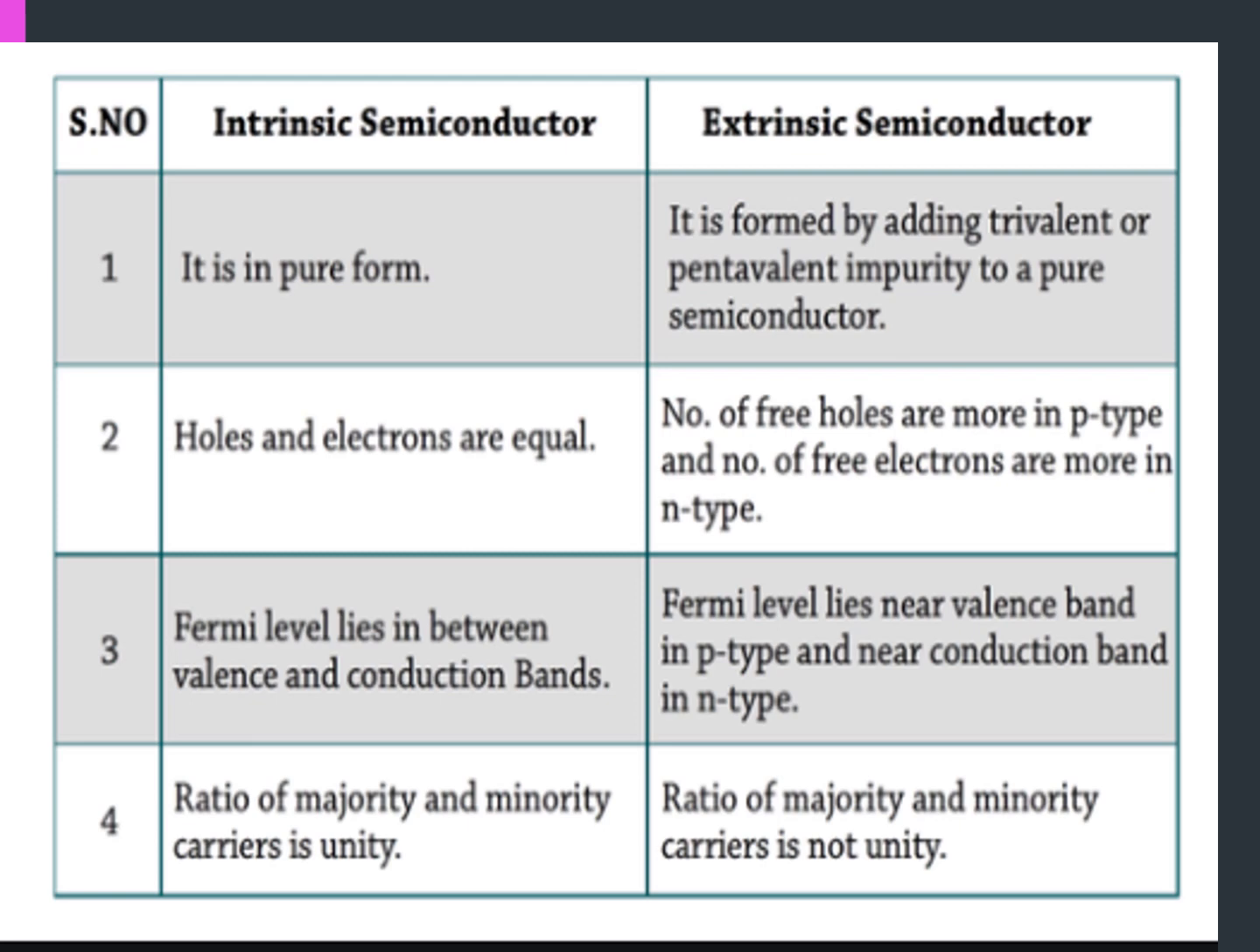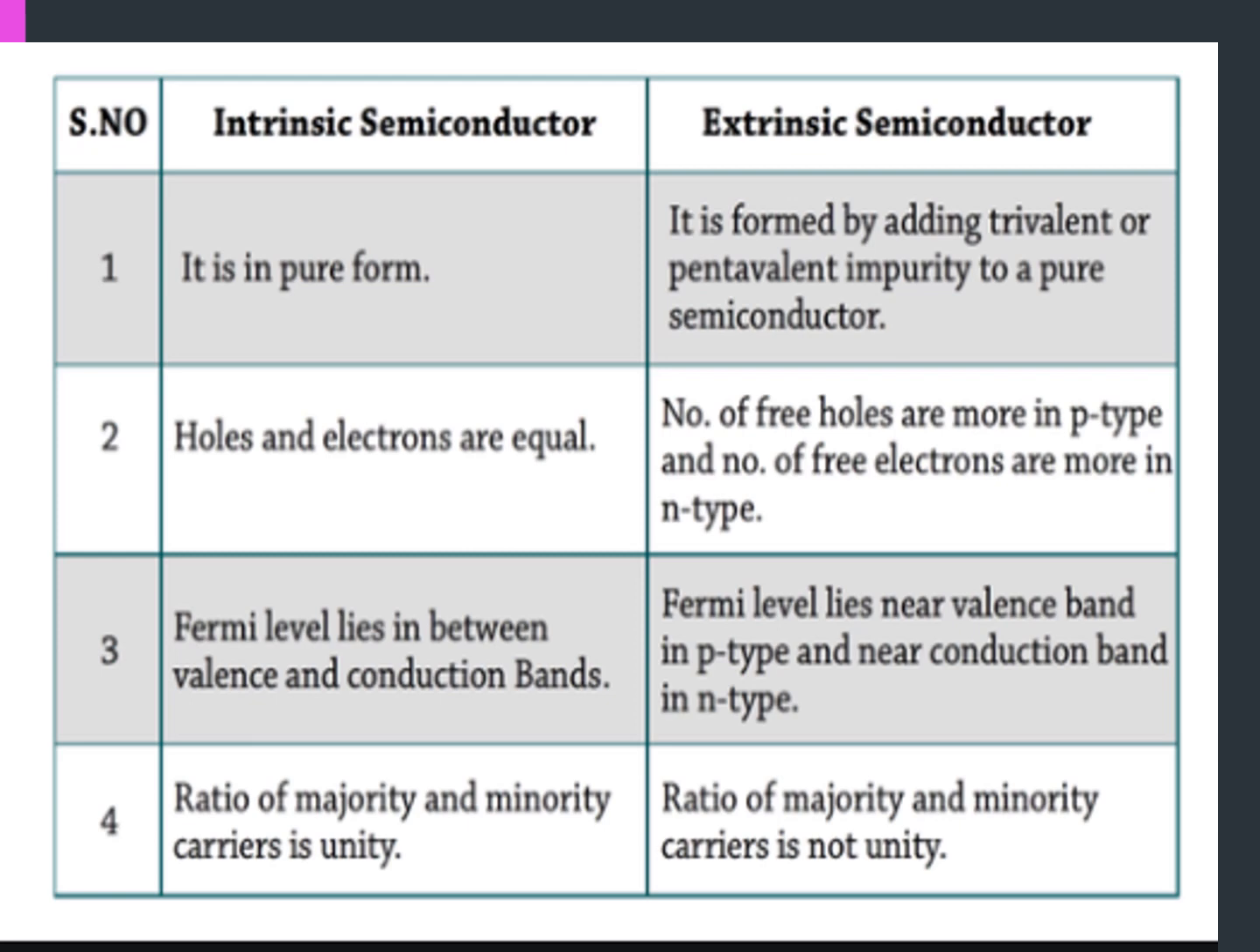Next is number 2. In an intrinsic semiconductor, the number of holes is equal to the number of electrons. In the case of extrinsic semiconductors, there are majority carriers and minority carriers. We have already discussed it. In a p-type semiconductor, the majority carriers are holes and the minority carriers are electrons. In an n-type semiconductor, the number of free electrons is larger, so the majority carriers are electrons and the minority carriers are holes.